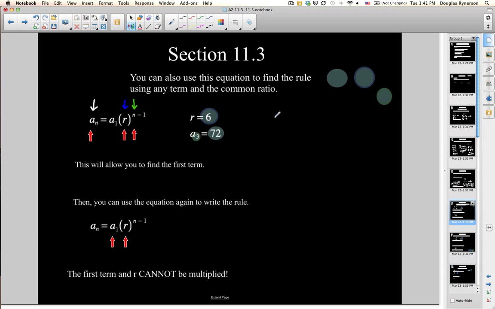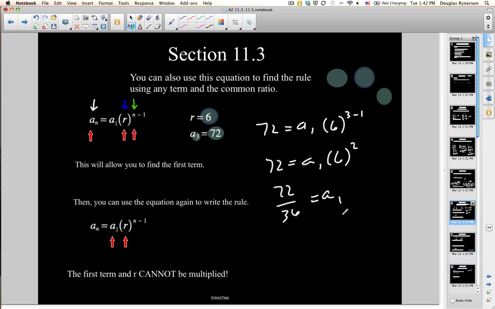We can also use this equation to find the rule using any term and the common ratio. If I don't happen to have the first term, then I can plug these into this formula. Here I have that a sub 3 is equal to 72, so I know that 72 will be equal to a sub 1, which I don't know, times my common ratio, 6, to the n, which in this case was 3, minus 1 power. So 72 equals a sub 1 times 6 to the 3 minus 1, which is 6 squared, which is 36. 72 divided by 36 is equal to a sub 1. So I know that a sub 1 is equal to 2.